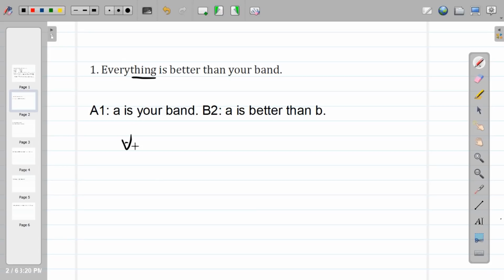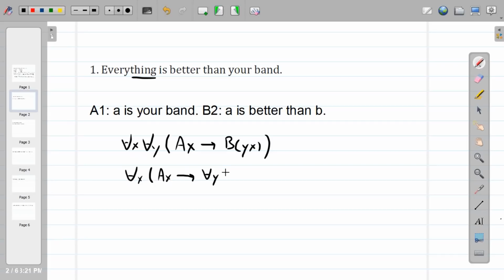So for all x, and maybe we could just do it this way. For all x and for all y, if x is your band, then B yx. Or just another way of doing that, for all x, if Ax, then for all y, B yx.